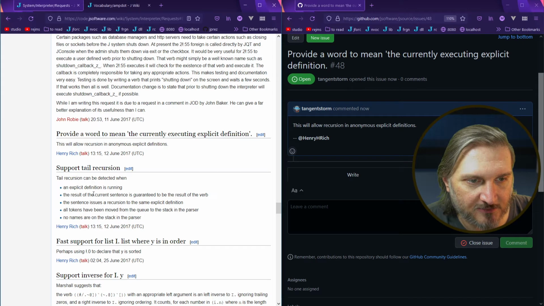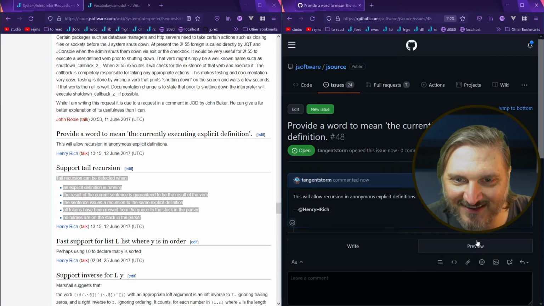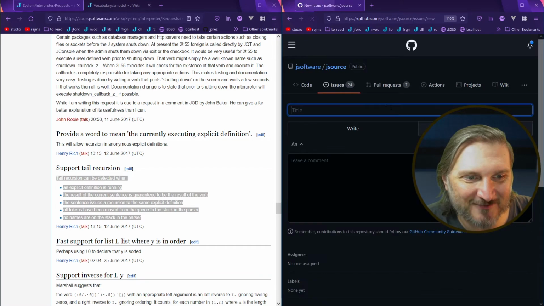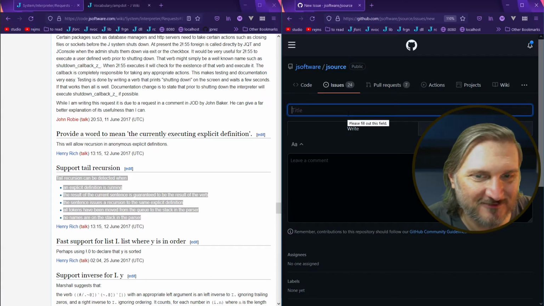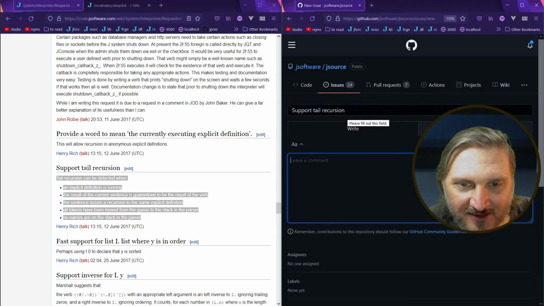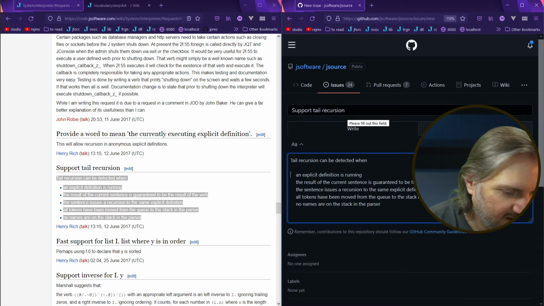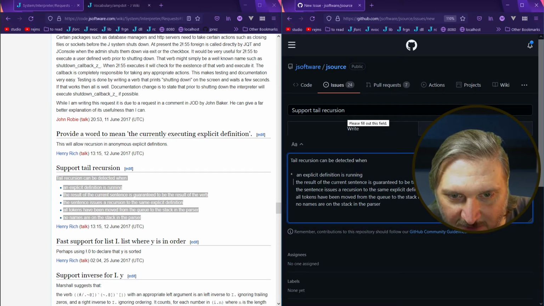So anyway, tail recursion. Okay, that's even better. I think that says something about my abilities with J. Tail recursion. And maybe just that I haven't really looked at it all that hard.